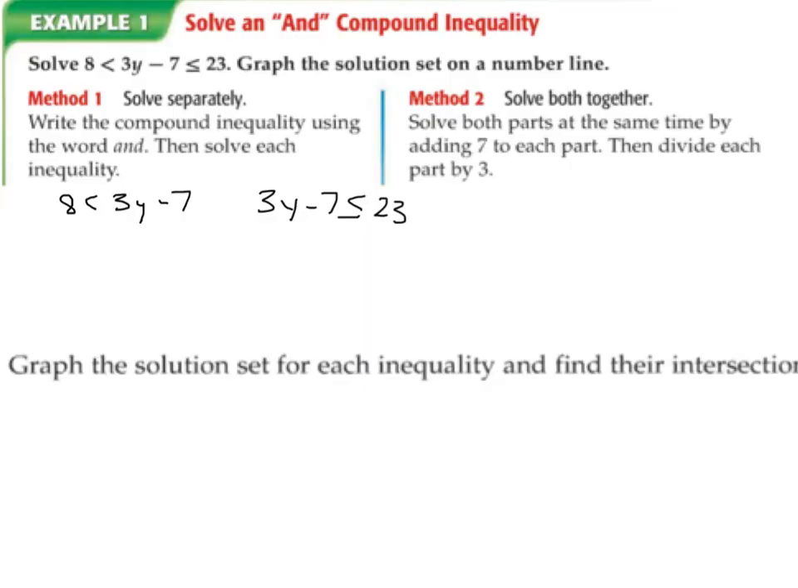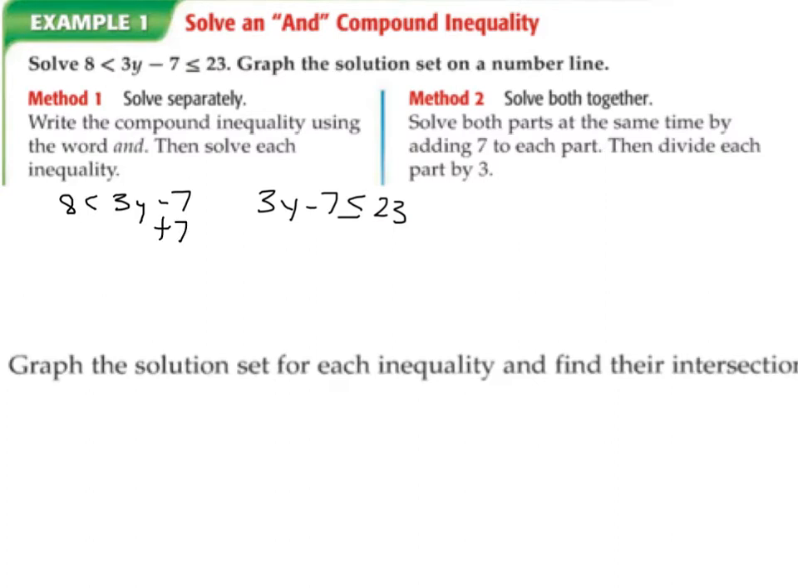For solving "and" compound inequalities, there are two methods we can use. One method is to solve them separately. Another method is to solve both together. You can use whichever one you feel more comfortable with, but I'm going to show you both for this one. It says to solve 8 is less than 3y minus 7, less than or equal to 23. In the first example, you can see that I wrote these out as two separate inequalities based off of what they gave me. And now I can solve each of these.